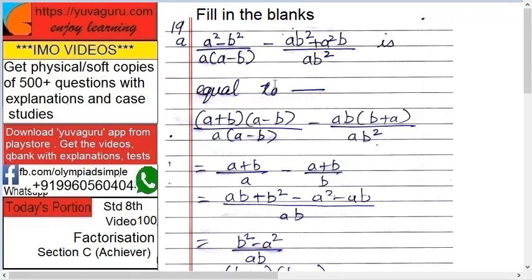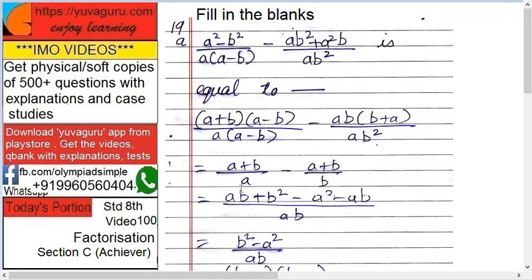Again 4 to 5 sub questions. Let's see. a square minus b square upon a into a minus b, minus ab square plus a square b upon ab square is equal to... means basically you have to factorize. So a square minus b square is a plus b into a minus b upon a into a minus b, and this part is what? Take ab as common and you get b plus a, and below ab square. So solve it. a minus b gone. So a plus b upon a minus a plus b upon b.